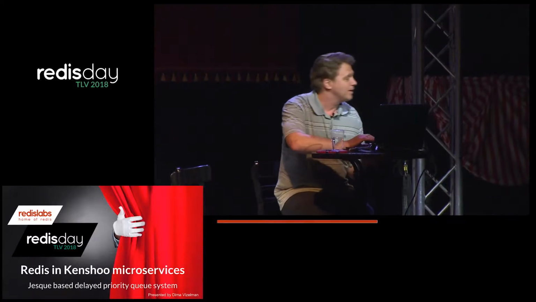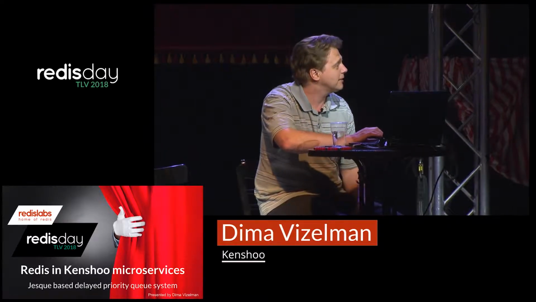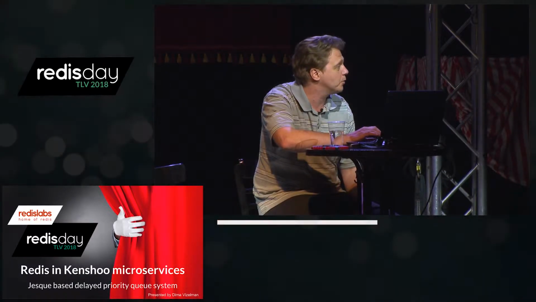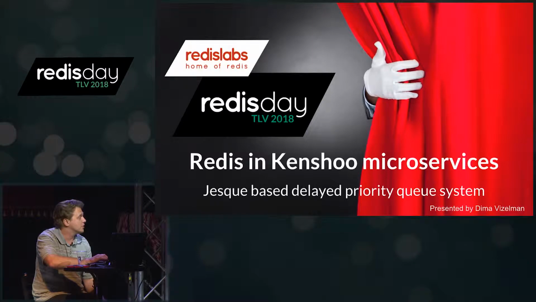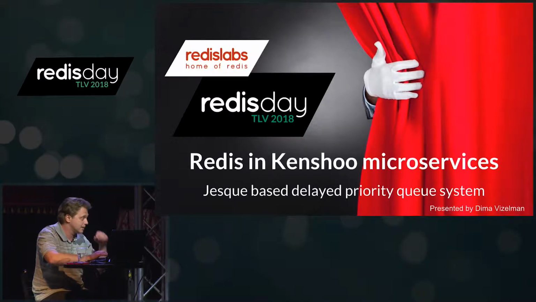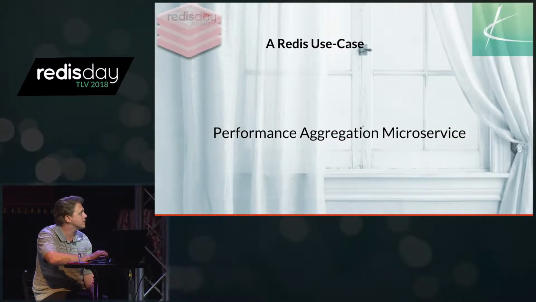Hello, my name is Dima Vizelman. I am working in Kenshoo. I am going to tell you about Jesque-based delayed periodic queue system. Jesque is the Java project using Redis Java client in order to connect to Redis. And the specific microservice I am going to tell you about is Performance Aggregation microservice.